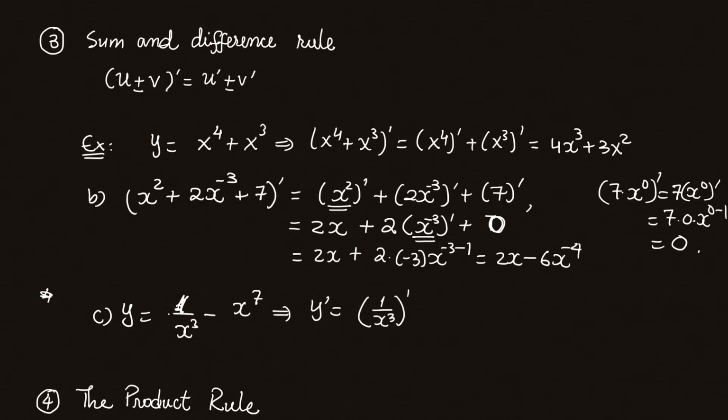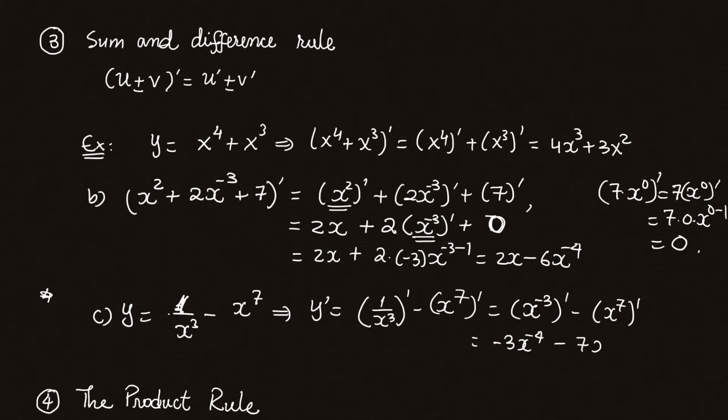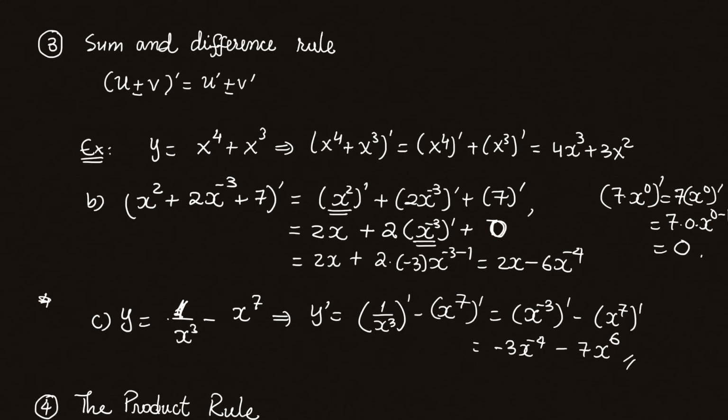x cubed minus x to the power 7, prime. Then I have x minus 3, prime, minus x to the power 7, prime. Here, just apply the rules. You have minus 3, x minus 4, minus 7, 6. And that's all. So that's how you apply the sum and difference rule. Let's move to the next one, the product rule.